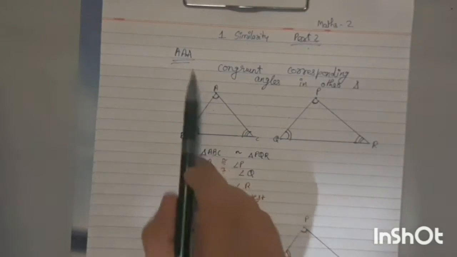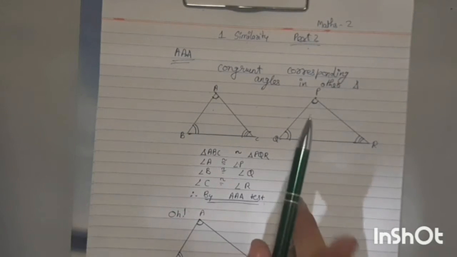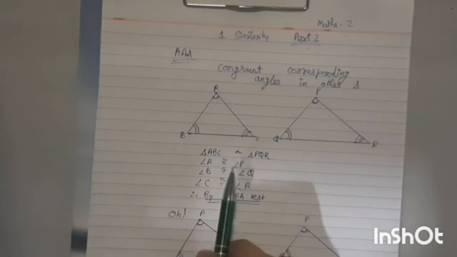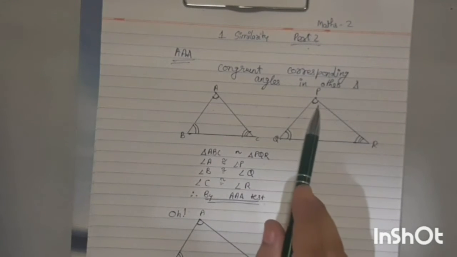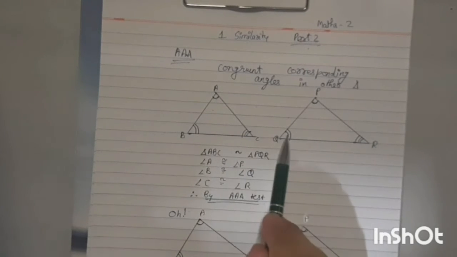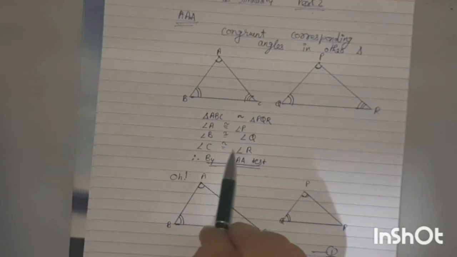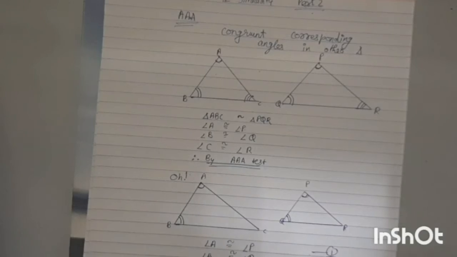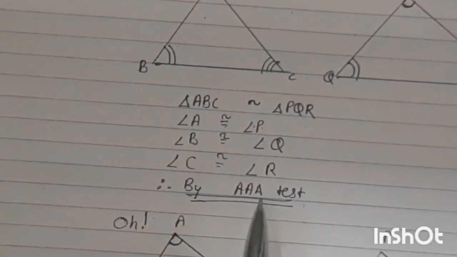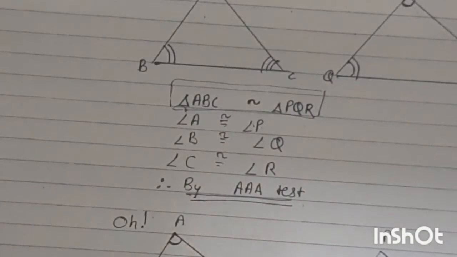So I have written this here. In the AAA test, we can prove 2 triangles to be similar only if angle A of triangle 1 is congruent to its corresponding angle, that is angle P. Angle B is congruent to its corresponding angle Q. Angle C is congruent to its corresponding angle R. And so by the AAA test, we can prove that triangle ABC is similar to triangle PQR.